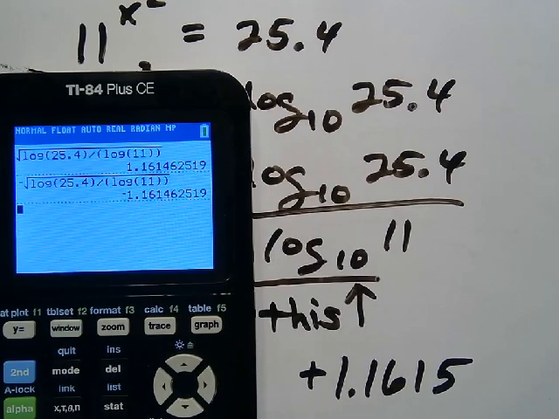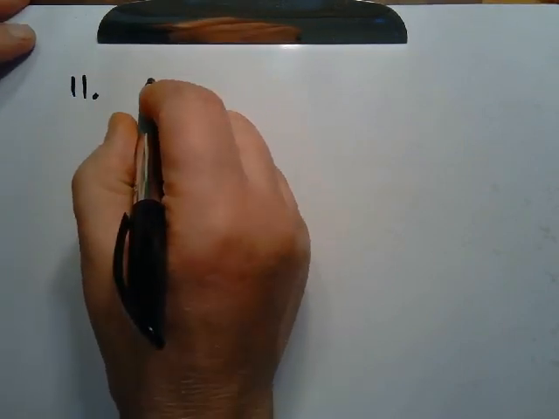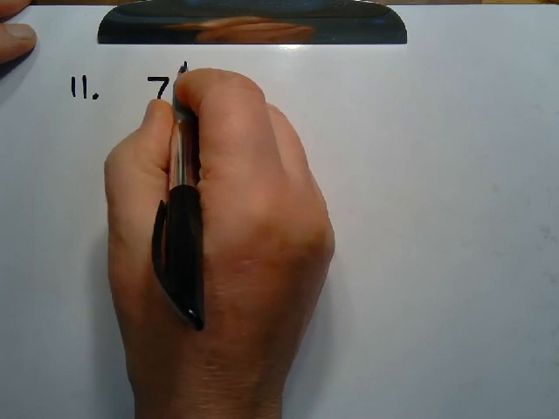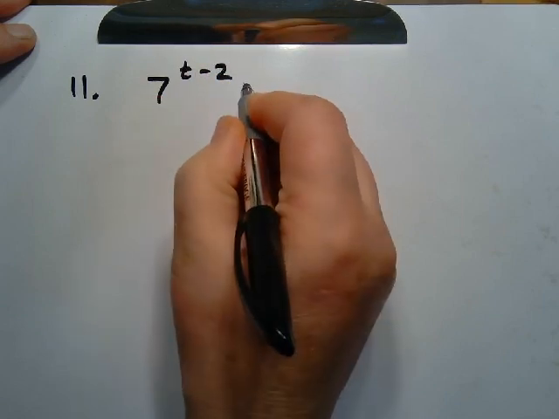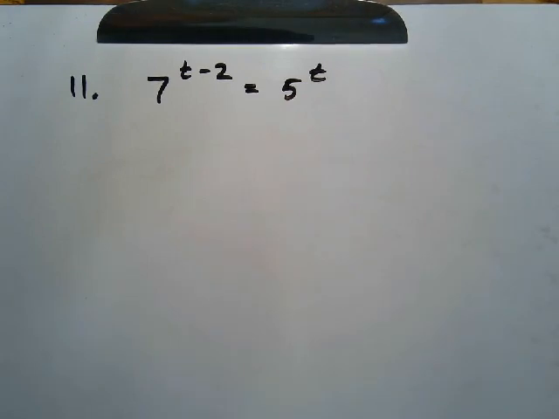All right, now let's take a look at a problem here that is a bit new, and it's not intuitive to figure this one out. The reason why it's a little unusual is that there's a variable on both sides. Let's take a look at it. Number 11, 7 raised to the t minus 2 equals 5 to the t. The fact that there's a variable on both sides is going to make it a little challenging, but we can do this. We're going to have to use some tools in our toolkit. Again, it's not intuitive, so I'm going to show this to you.